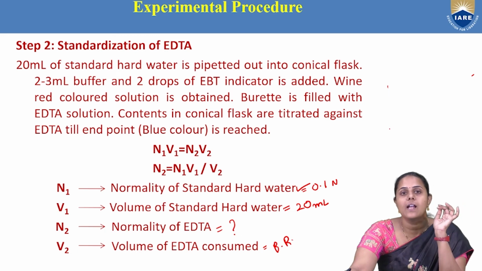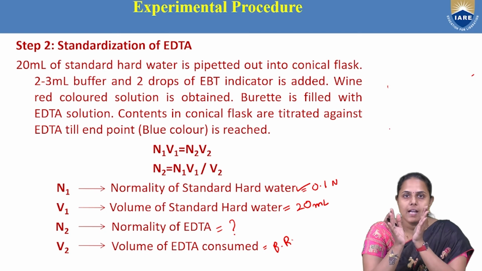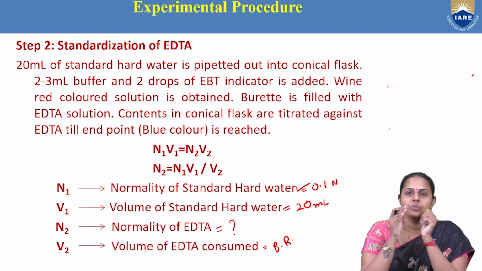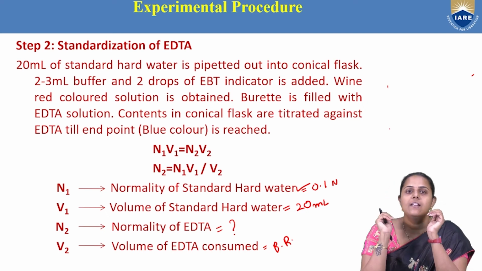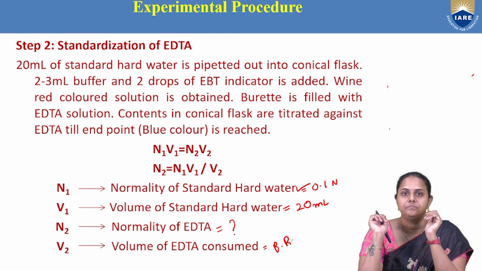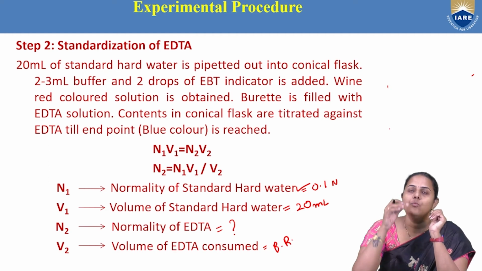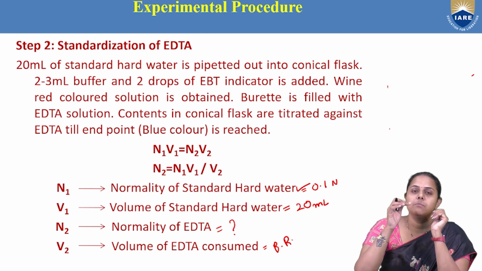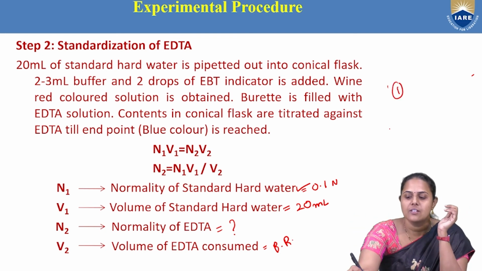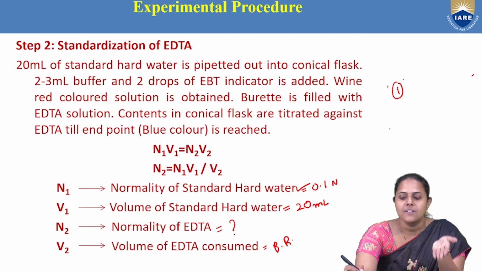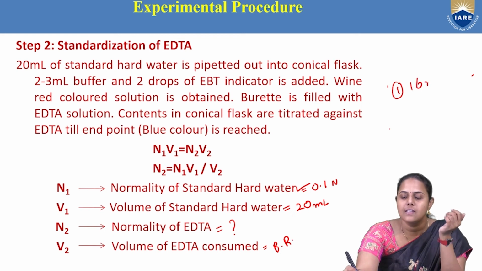What does this concurrent values mean? First, we will take the contents in the conical flask and we will do the titration. We will continue adding the contents in the burette to the conical flask till endpoint is reached. When endpoint is reached, we will stop adding and take the reading of the burette, meaning the volume of the solution in the burette that is consumed in this titration. For example, in the first titration, I got 16 ml of EDTA consumed.